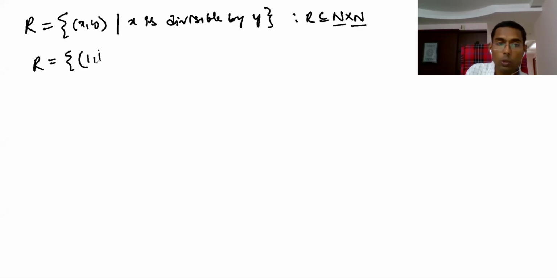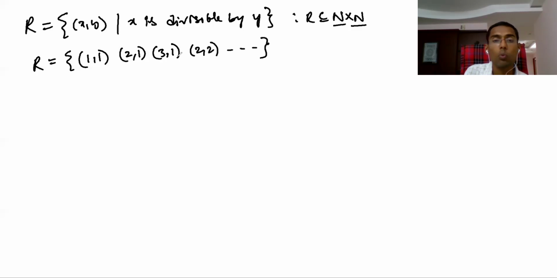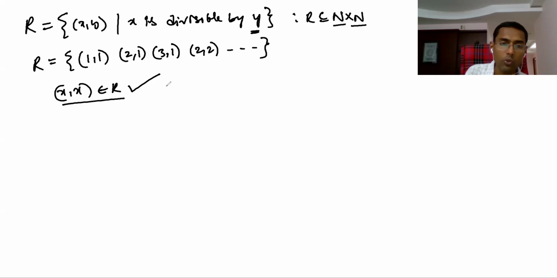(1,1) will be there because 1 is divisible by 1. (2,1) will be there because 2 is divisible by 1. (3,1) will be there. So like this it will be. (2,2) will be there. What you need to check here is whether (x, x) belongs to R or not. (x, x) belongs to R means x is divisible by x. Yes. Therefore, x is divisible by x, so it is reflexive. You need to check like this.